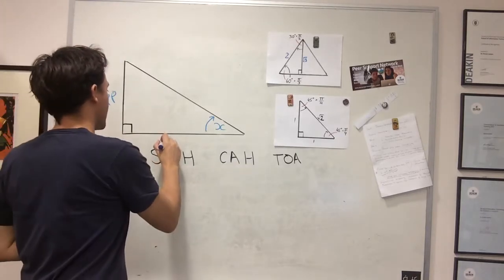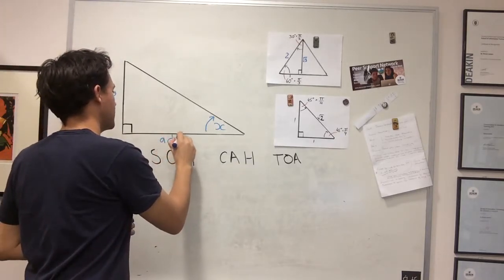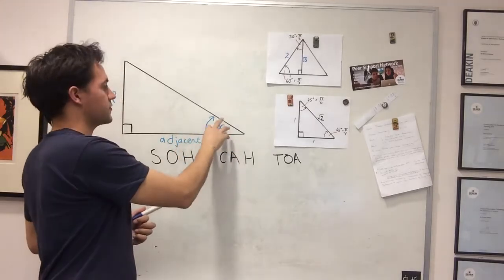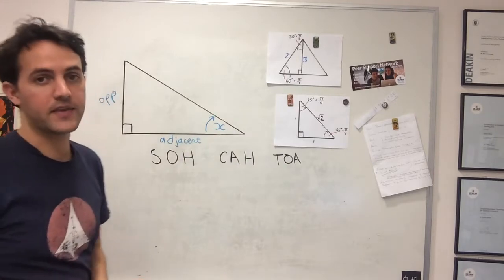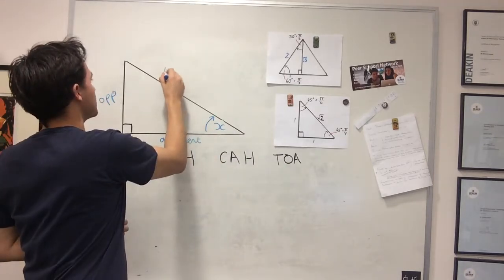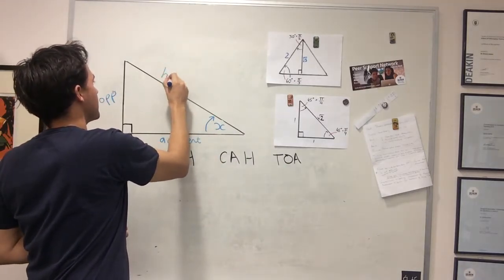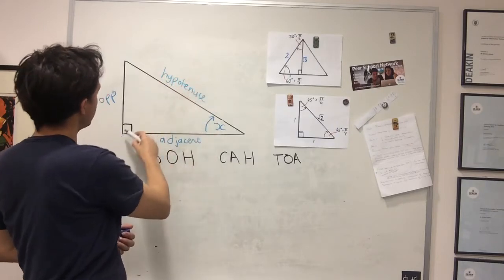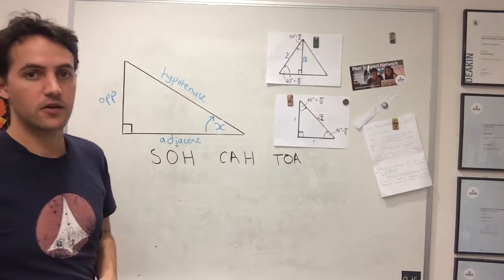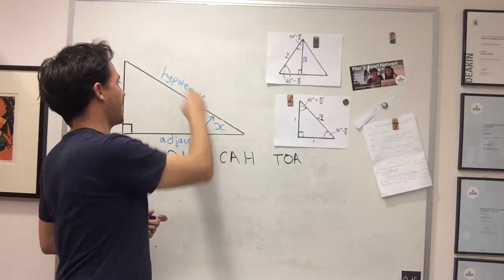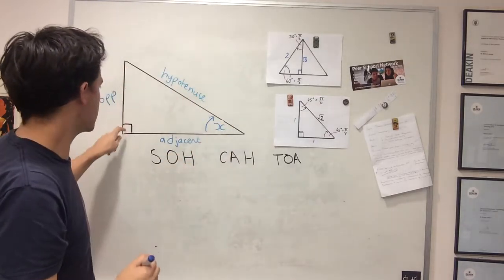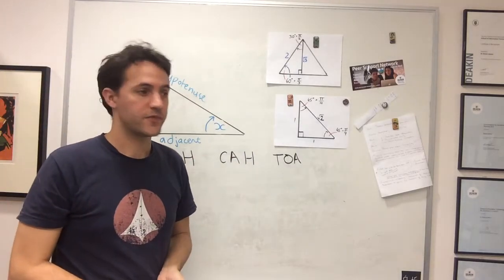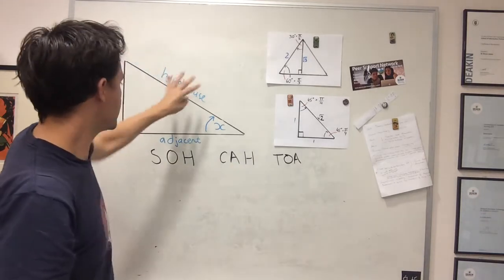The adjacent side, over here, sits with the angle; it meets at the angle. And then the hypotenuse is over here, opposite the right angle. It's also adjacent to the angle, but the hypotenuse is always the longest side of a triangle, and it's always opposite the right angle. So these are our basic ideas.